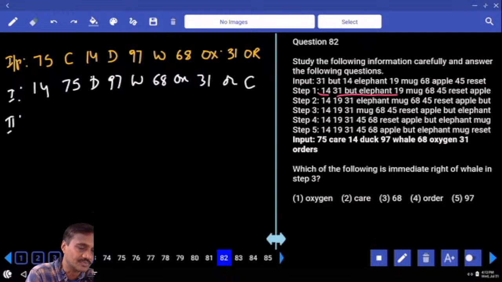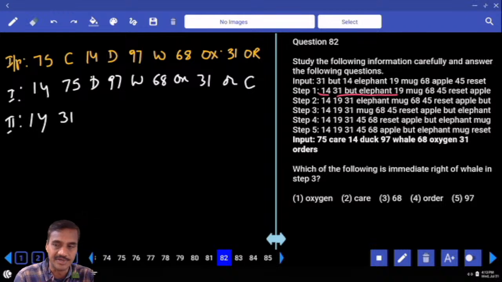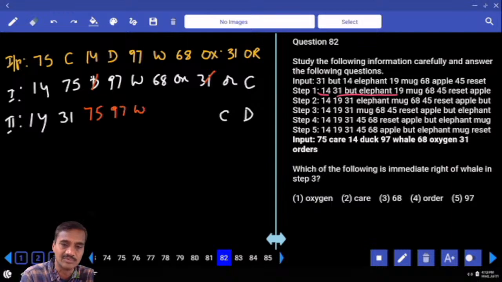Then in step 2, 14 remains at the same place. The next number after 14, what is that one? 31. And 31 is placed next. Then C is shifted to the next place. Next to C, what is the next one? D. Now D will be arranged at this place. Write down all the remaining in the same order: 75, 97, W, 68, OR, OX, and next one OR.